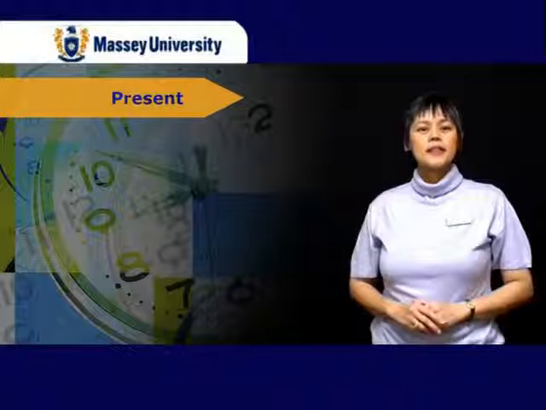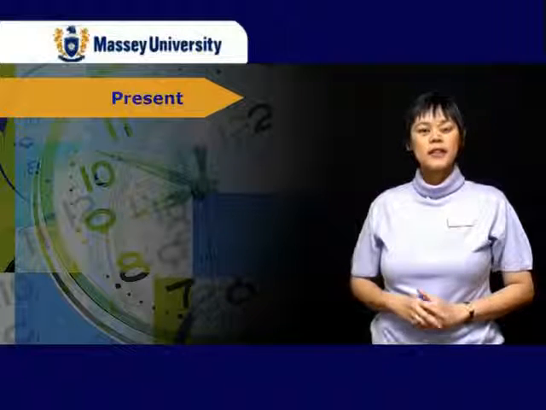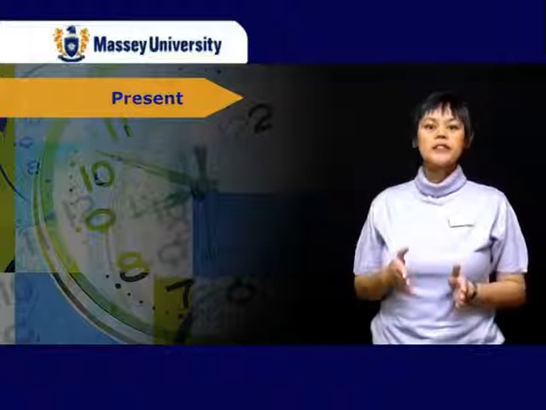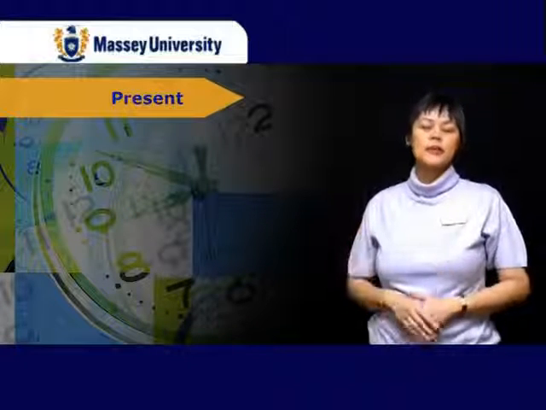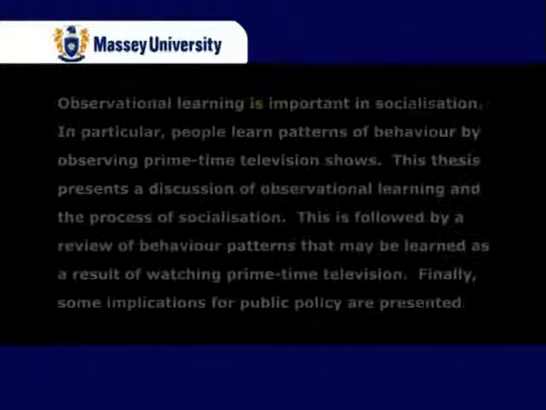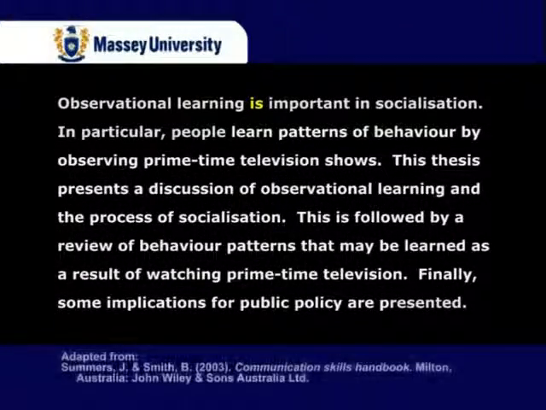We use the present tense to refer to actions and events that take place generally in the present, but not necessarily at the present moment or time. For example, observational learning is important in socialization. In particular, people learn patterns of behavior by observing primetime television shows.